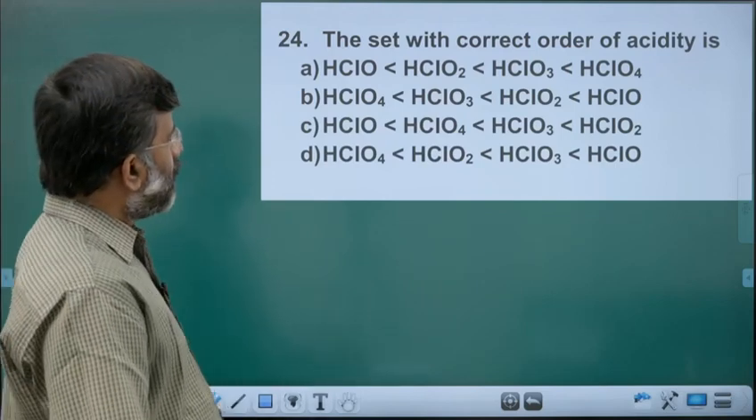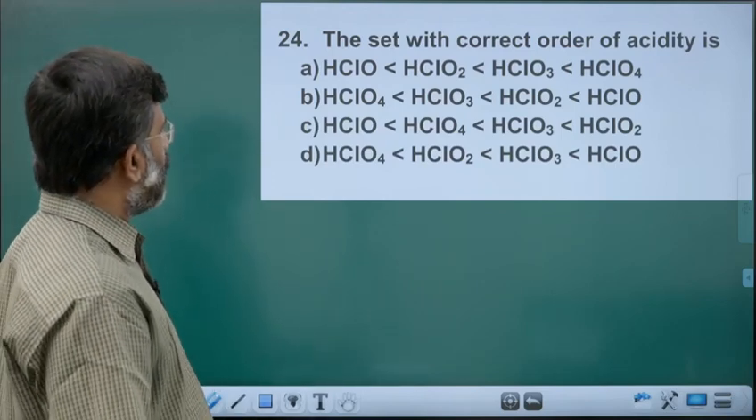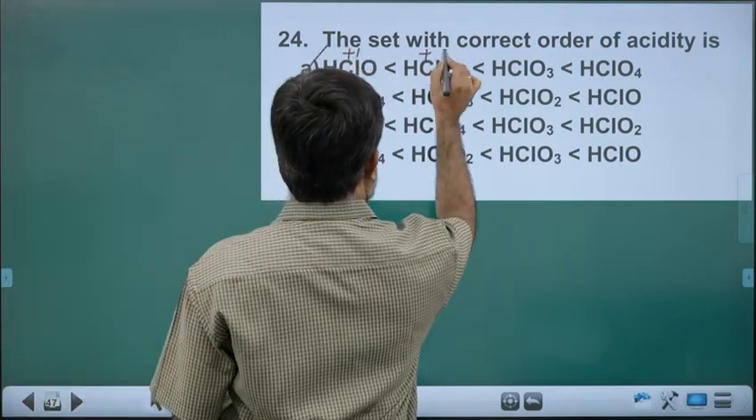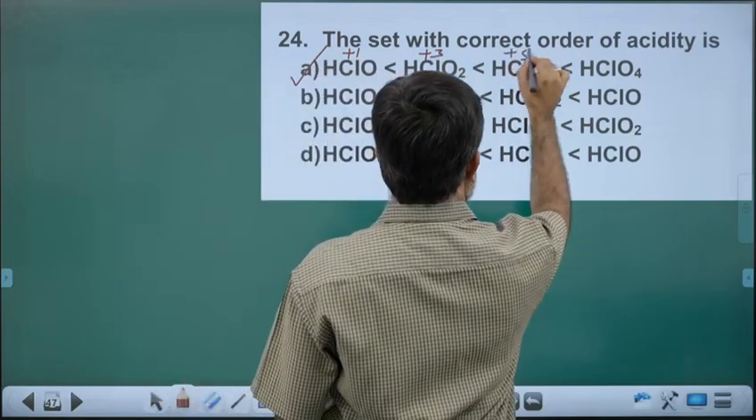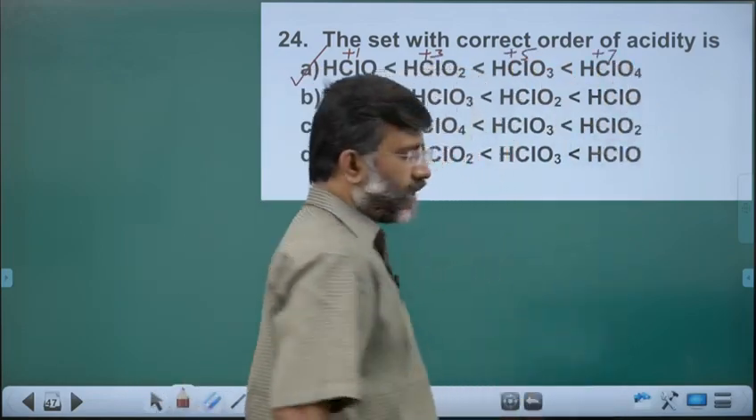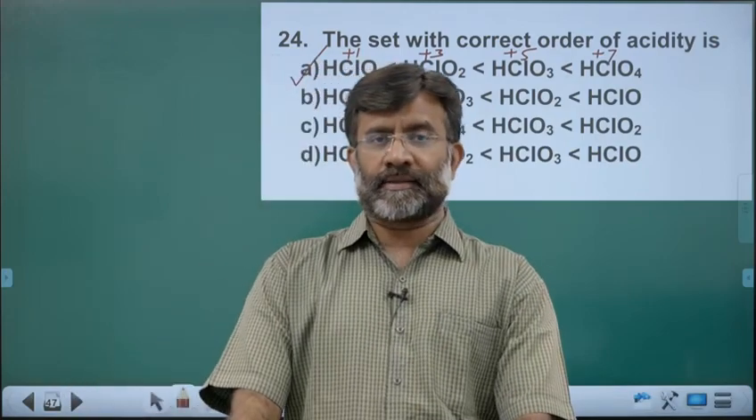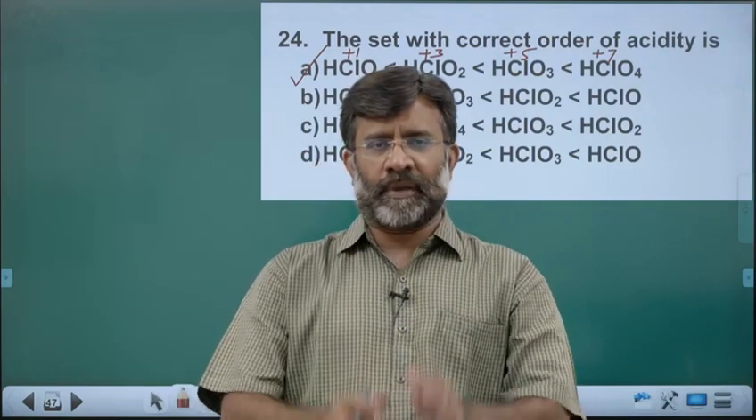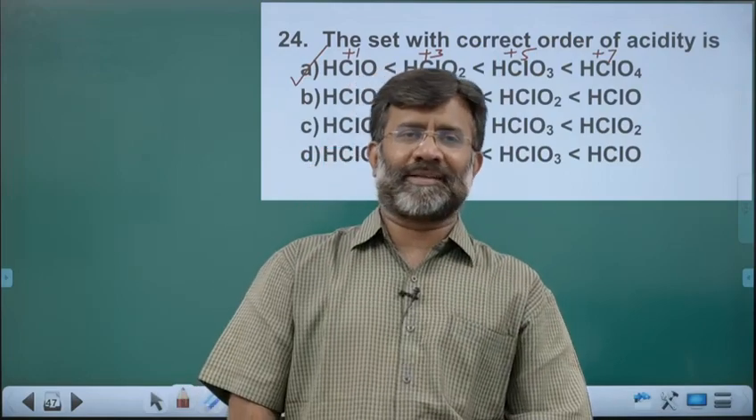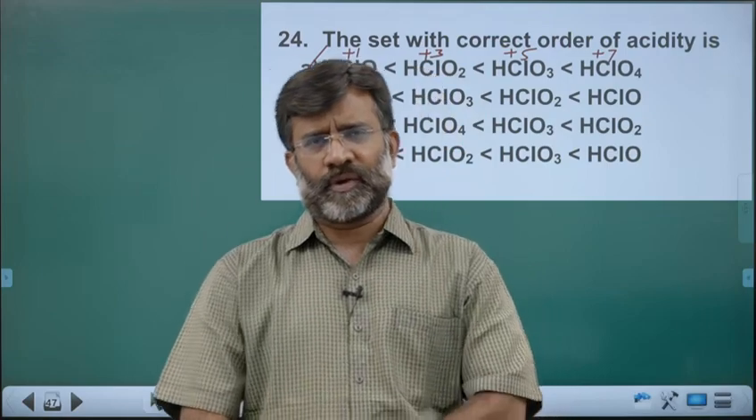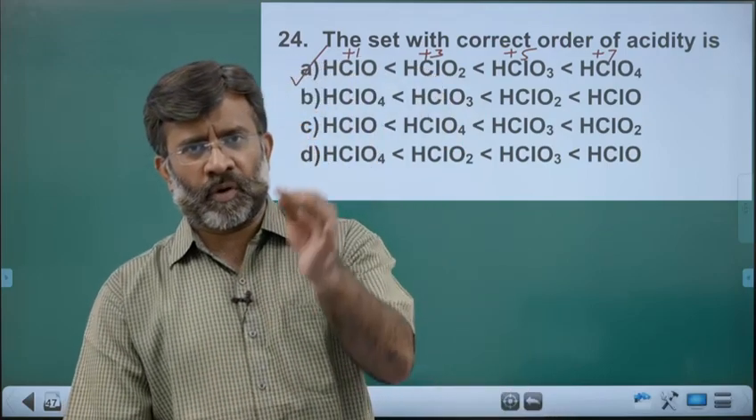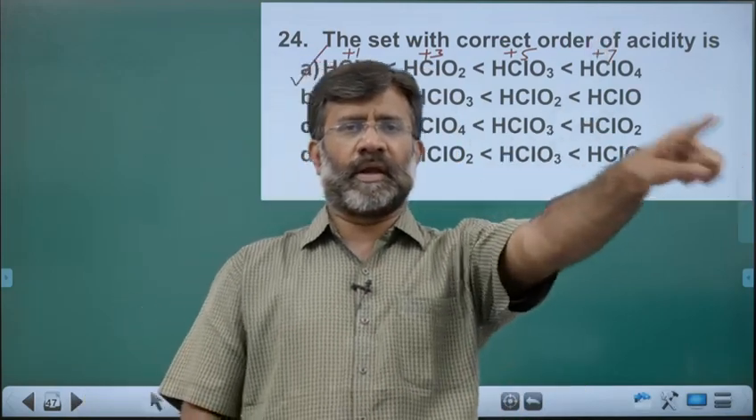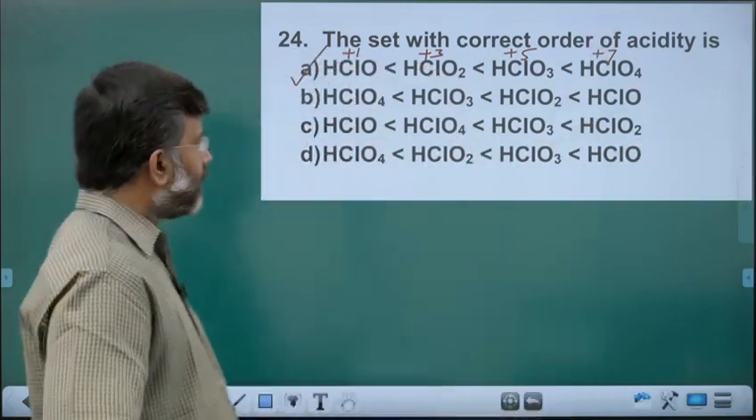The set with the correct order of acidity. First choice. Here it is +1 state. Here it is +3 state. Here it is +5 state. Here it is +7 state. The acidic strength increases with the increase in oxidation number. The order of acidic strength will be in the increasing order of oxidation number. You have learned. So it is hypochlorous acid minimum, then chlorous acid, chloric acid, and a stronger one is perchloric acid. Okay. Next.